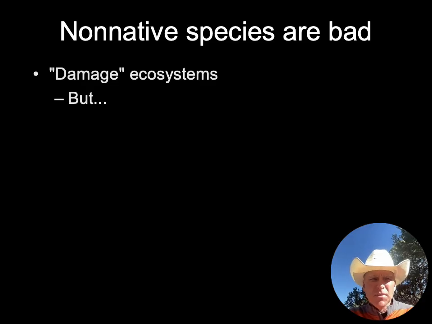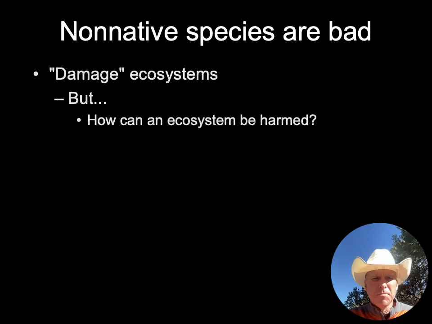look at these things that have been called damage or harm. But think about, how can an ecosystem really be harmed or damaged? Certainly it can be changed. But once you say it's harmed, you're saying that the state on the other side is worse than the state before that. And that is really an ethical judgment that is strange, I think, when you're talking about whether a species is there or not.